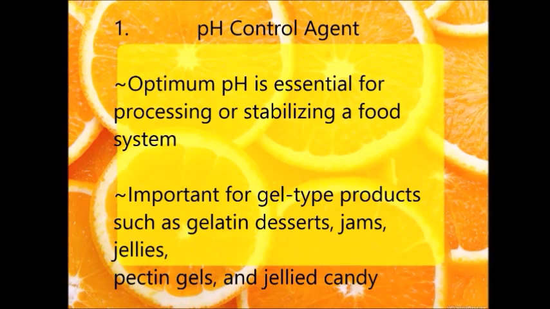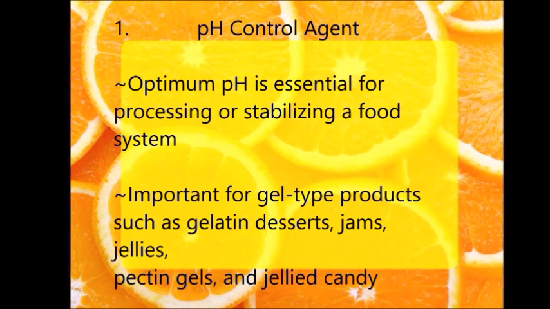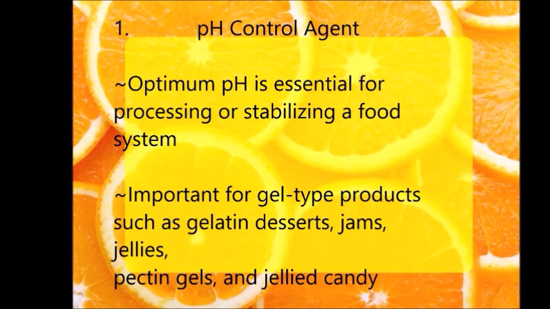Firstly, it acts as a pH control agent, and secondly, as a preservative. Thirdly, as antioxidant synergist, and then as a flavor agent. It also acts as a viscosity and melting modifier, and the last one is fortification. After this, I will explain step by step the six functions of using acidulants. Firstly, the function of acidulant is pH control agent.